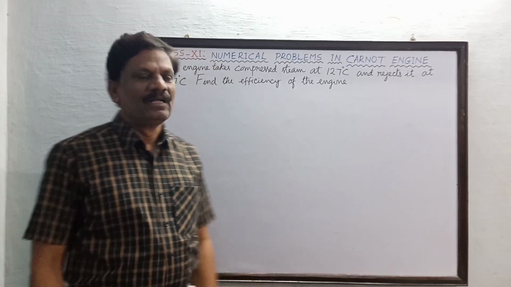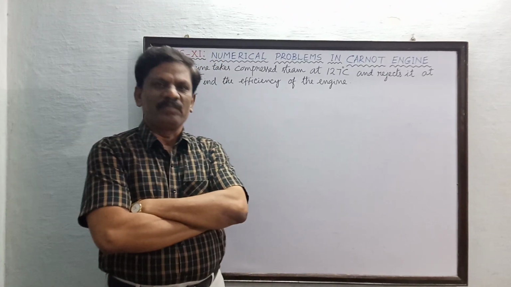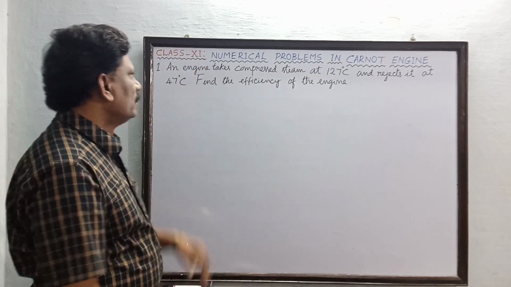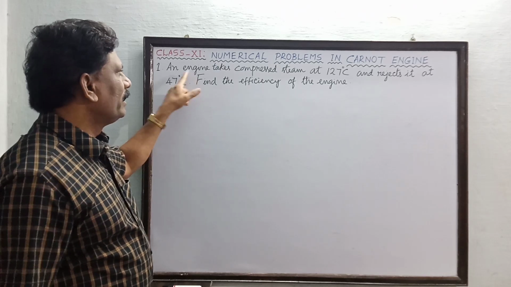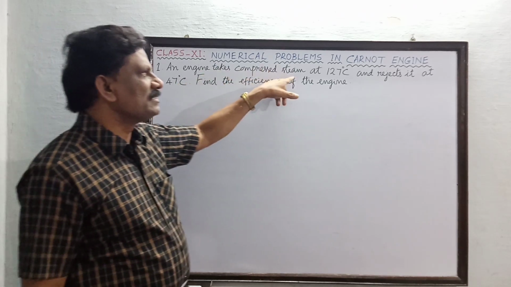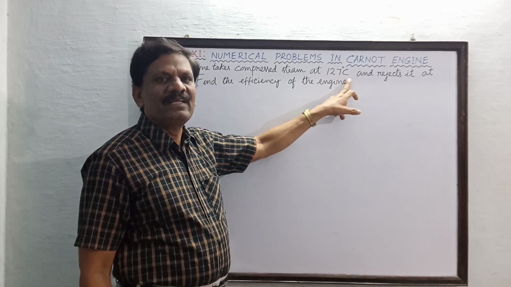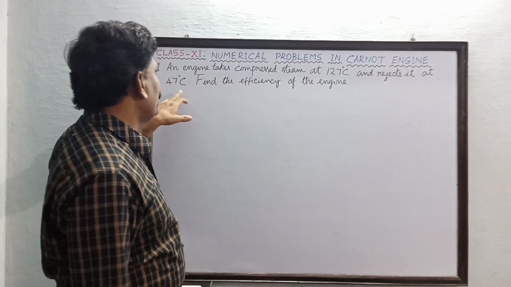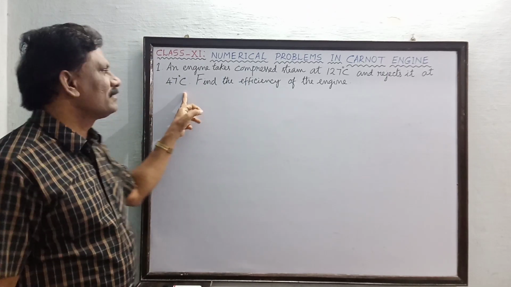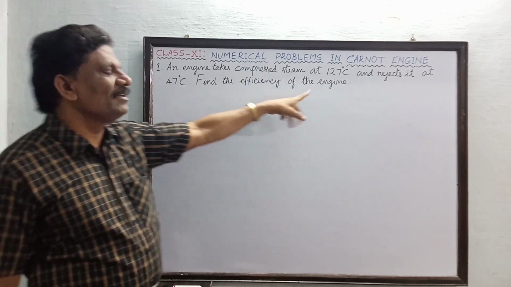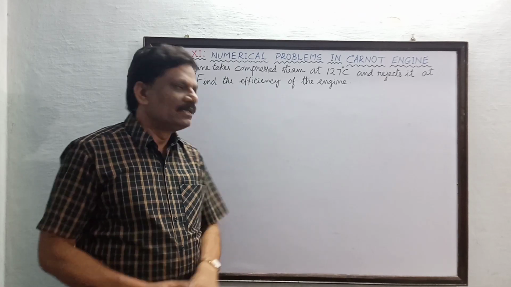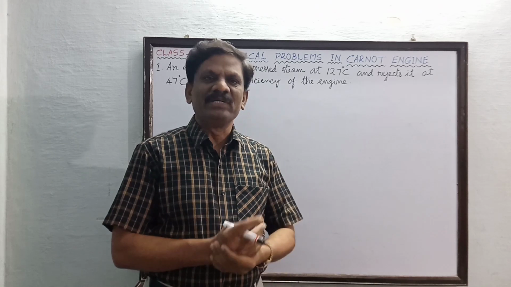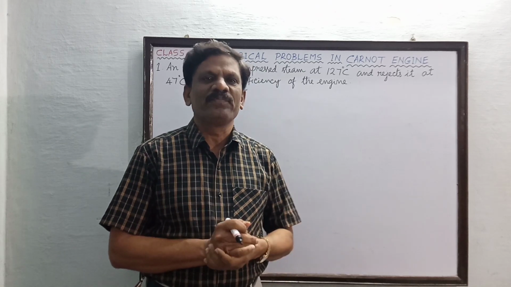Hi students, now we are going to solve some numerical problems based on the topic Carnot engine. So the first one is, an engine takes compressed steam at 127 degrees Celsius and rejects it at 47 degrees Celsius. Find the efficiency of the engine. This type of numerical problem has been asked in the earlier competitive exams also in MCQ.